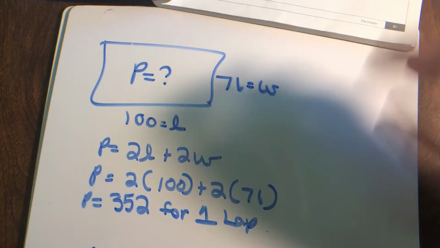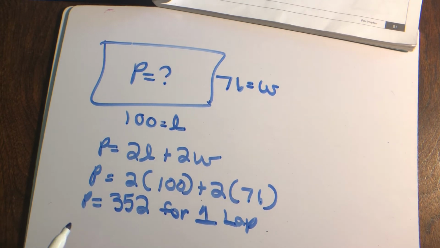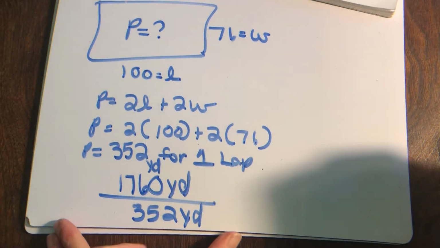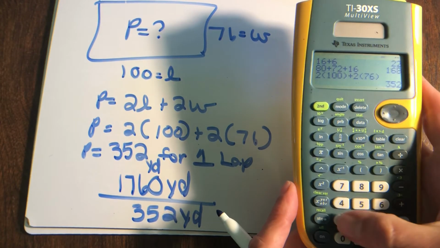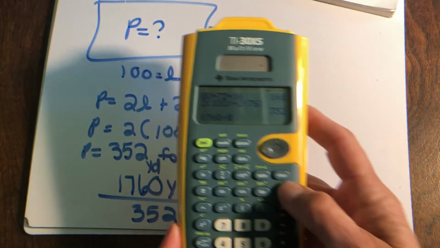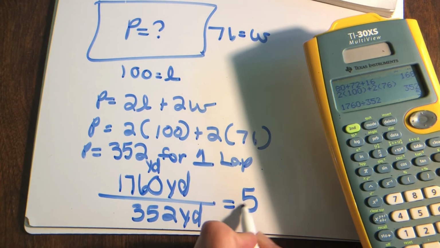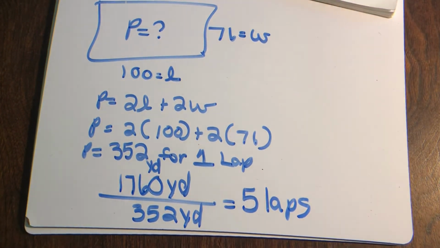So this was 352 yards for 1 lap. So what are we going to have to do? We're going to have to take our 1,760 yards and divide it by our 352 to see how many laps that'll take. So 1,760 divided by 352, and you have to run 5 laps to make 1 mile.